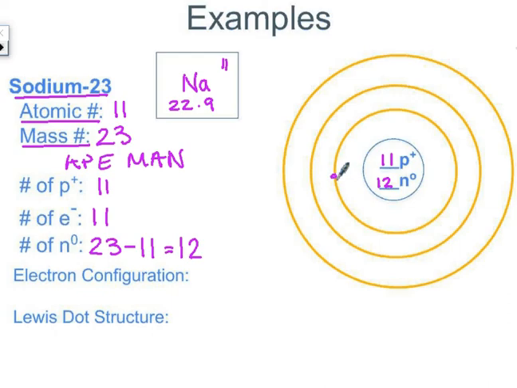So I have 1, 2, and then I move up to the next one because that seat is full. 3, 4, 5, 6, 7, 8, 9, 10. This one's full now. You can't fit any more, so what are we going to have to do? We're going to have to bump up to the next seat. 11.